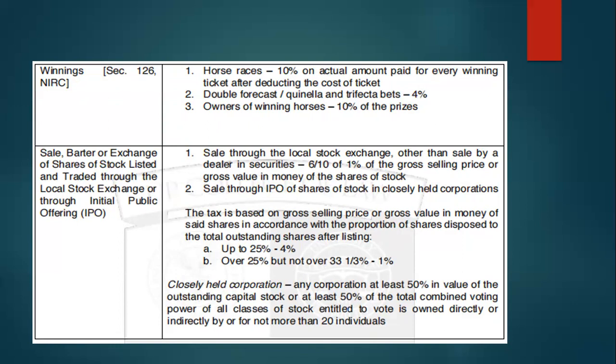So for sale through IPO of shares of stock in closely held corporation, the tax is based on gross selling price or gross value in money of said shares in accordance with the corporation shares disposed to the total outstanding shares after listing. So if up to 25%, that's subject to 4%. Over 25% but not over 33.33%, that is subject to 1%. What is a closely held corporation? That's any corporation where at least 50% in value of the outstanding capital stock or at least 50% of the total combined voting power of all classes of stock entitled to vote is owned directly or indirectly by not more than 20 individuals.